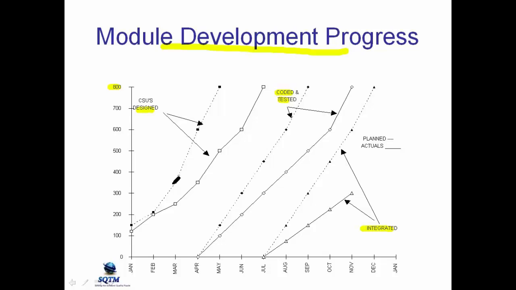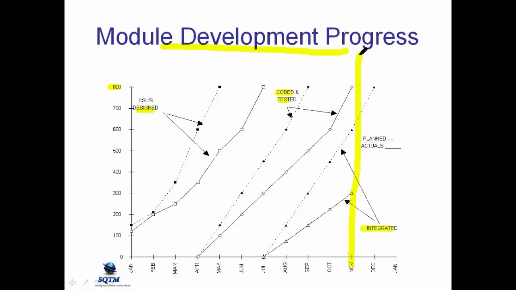We have planned and actuals. In coding and testing, we say we're going to be able to code all the 800 modules with this productivity level, saying in August we're going to be finished. And then we have the actuals, and then in the integrating, we're going to be able to integrate 800 modules here, and this is the actuals, and let's say this is where we are now.